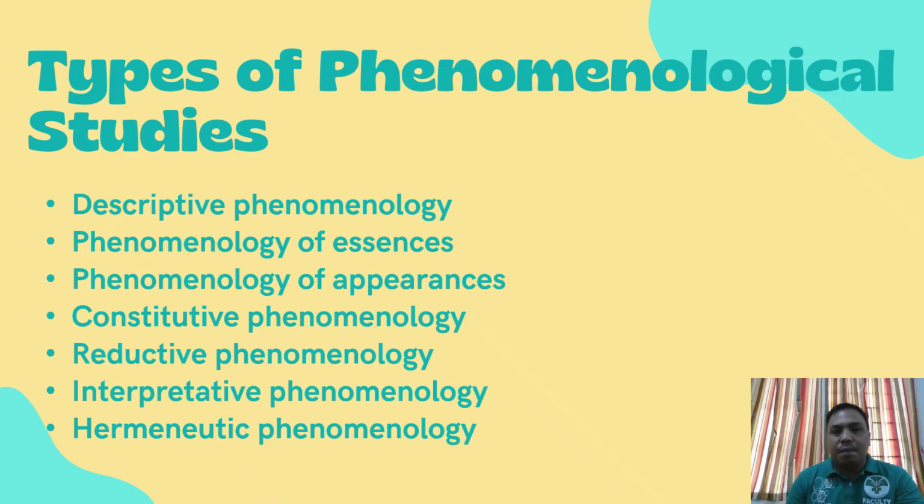Constitutive phenomenology examines how meaning is constructed or constituted in the mind through experiences and perception. Reductive phenomenology involves systematically reducing or bracketing personal assumptions to focus only on what is being directly experienced. Interpretative phenomenology goes beyond description by exploring how individuals make sense of their experiences through interpretations. And lastly, hermeneutic phenomenology emphasizes understanding and interpreting the deeper meaning of lived experiences, often combining reflection, interpretation, and narrative to reveal human understanding.